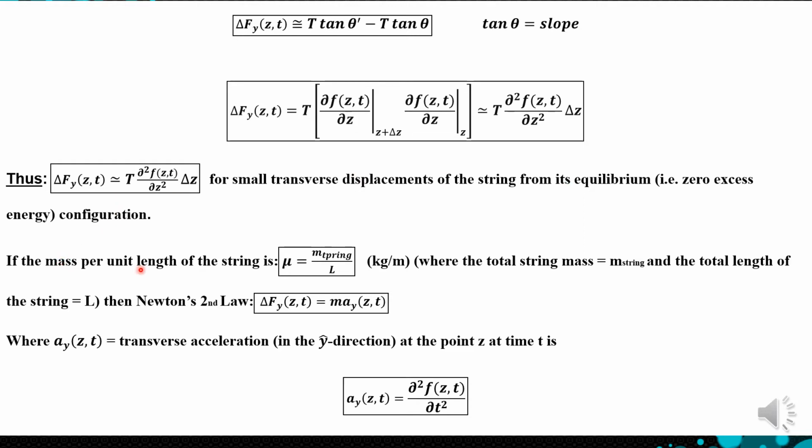If the mass per unit length of the string is mu, which is equal to the mass of the string per length, where the total mass of the string is equal to the mass of the string and the total length of the string, then according to Newton's second law, we know that del f of y of z t will be equal to m a y of z t. So we are putting the values where a y of z t is the transverse acceleration in the y direction at the point z at time t. Then a y of z t is equal to partial square f of z t over partial t square.